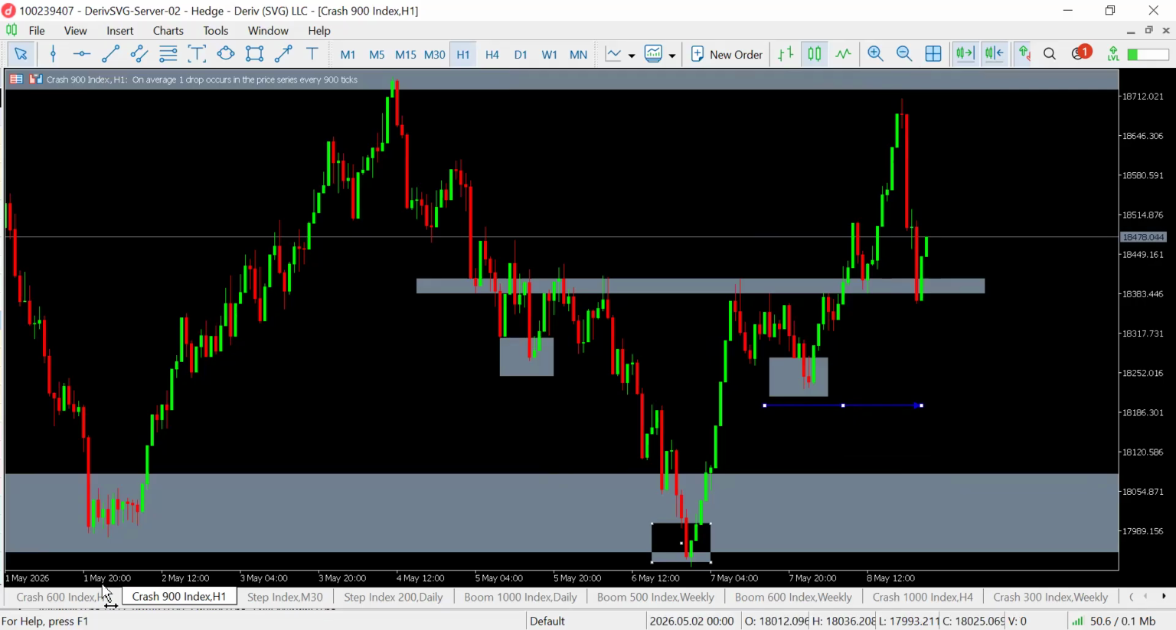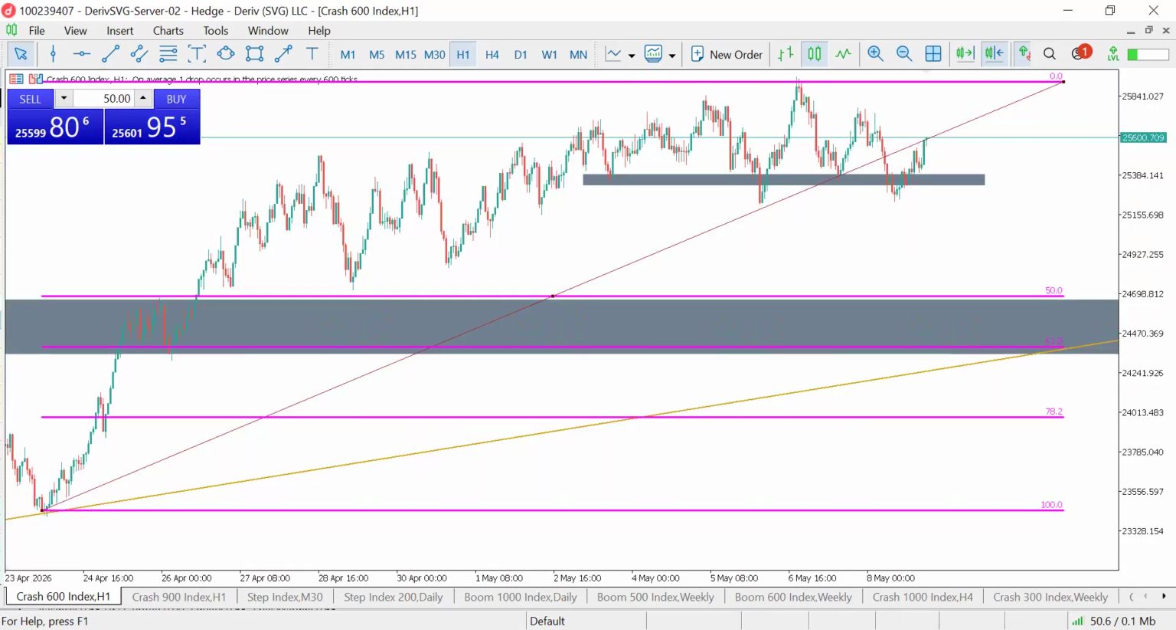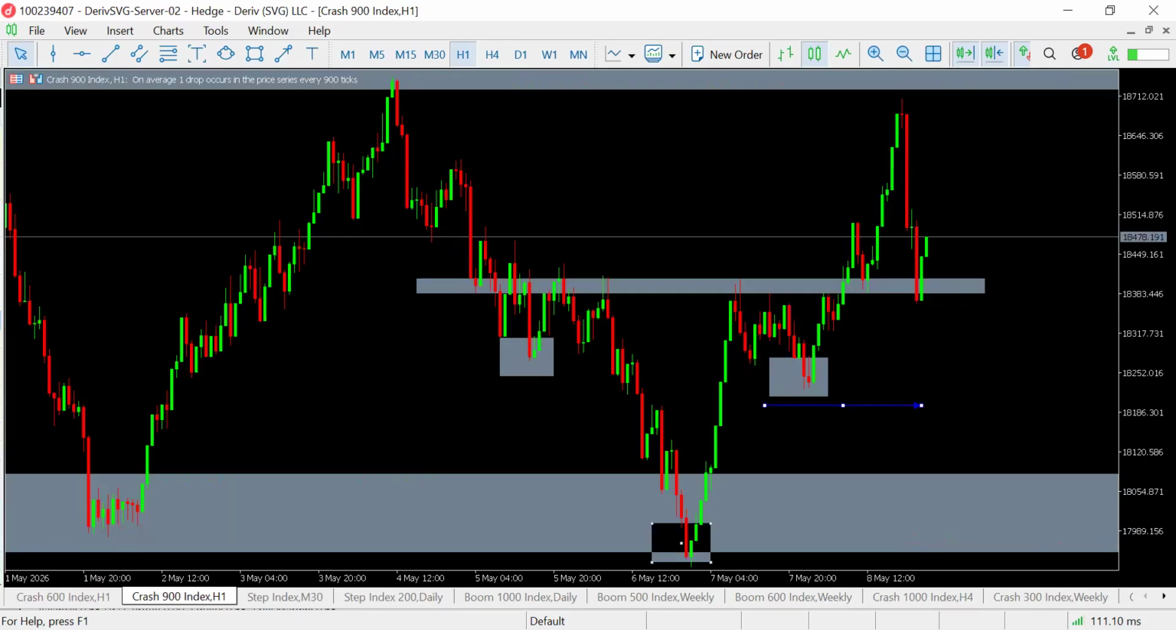So the next index I'll be looking at would be, okay, let's look at the Boom 1000 index.